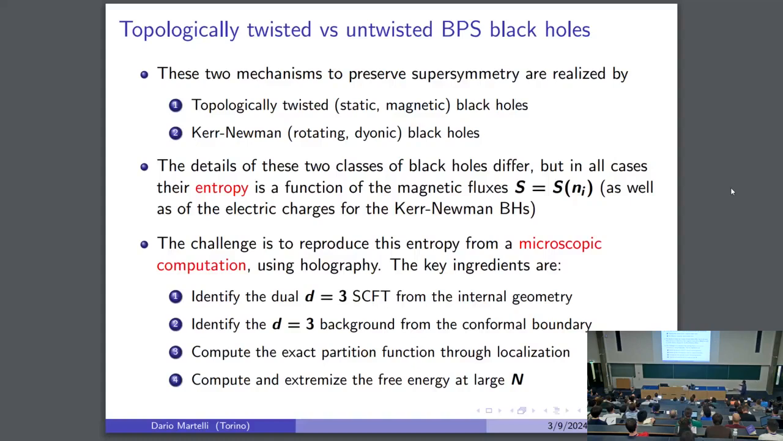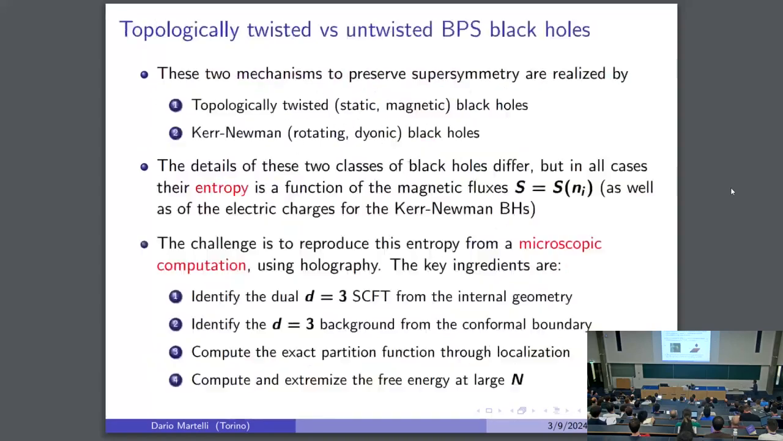Then you have to identify the three-dimensional background from the conformal boundary. And for that, we already had an appetizer from the previous talk that this can be an extremely challenging task, at least at a technical level. Even more challenging, once you have identified this conformal boundary geometry, you have to compute the partition function in that background, presumably using localization or any other method if you know a better one. And then finally, once you solve the third point, there is still much work to do because you have to do some limit, typically a large N limit, or some Cardy limit as well. And then you have to compute this matrix model and finally extremize it and get the entropy.